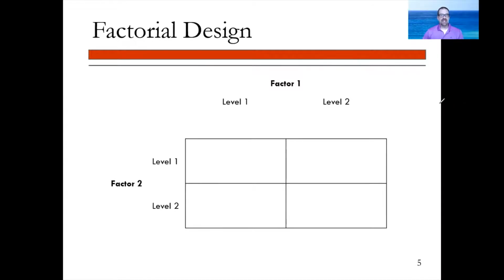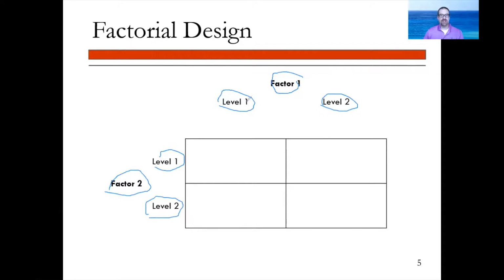So the first idea with the factorial design is that we have two factors. Here we have factor 1, and here we have factor 2. Within each of these factors, we have two levels. So we have level 1 here, level 2. Same thing down here, level 1, level 2. So the idea is that for each factor, we manipulated it to have two conditions. Now, the overall objective behind a factorial design is to see how the effect of one variable depends on the level of the other variable.